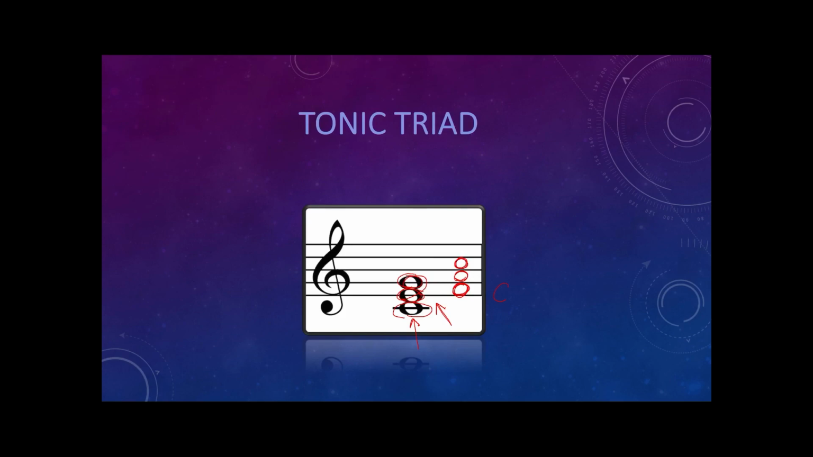Remember, I repeat again: if the tonic is written on a line, the other two notes are on the next two lines above. If the tonic is written in a space, the other two notes are in the next two spaces above.